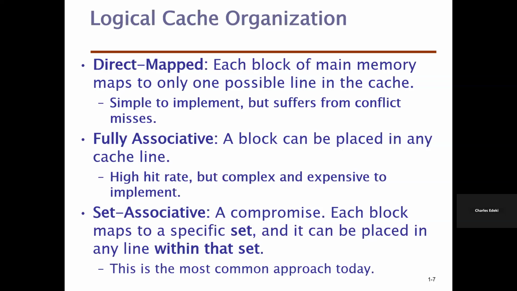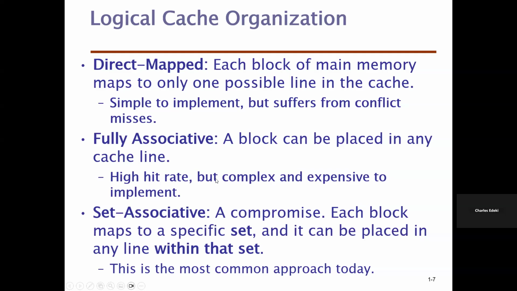Now, to be very short here, direct map, that's why it's called direct map cache: each memory block maps to exactly one line. It's very simple and also fast, and it has very high conflict misses. Here they mention each block of main memory maps to only one possible line in the cache. So very simple to implement, as we said, but with conflict misses.